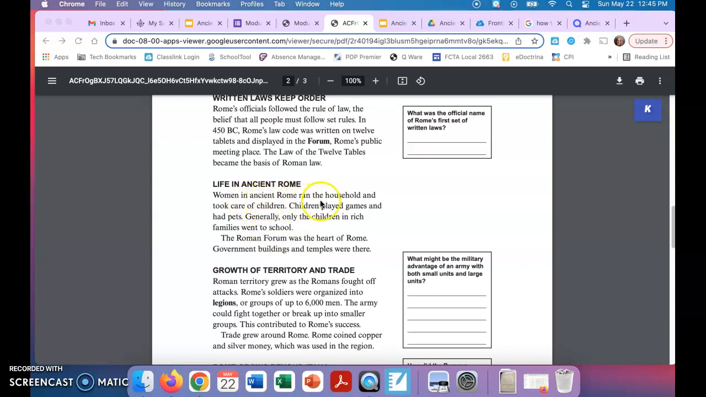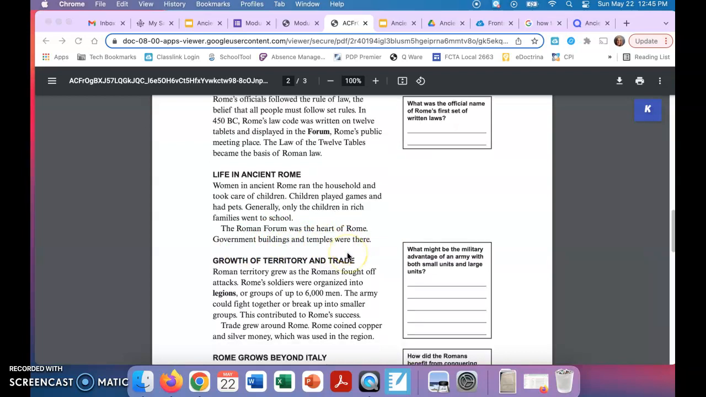Women in ancient Rome ran the household and took care of children. Children played games and had pets. Generally, only the children in rich families went to school. The Roman Forum was the heart of Rome. Government buildings and temples were there.